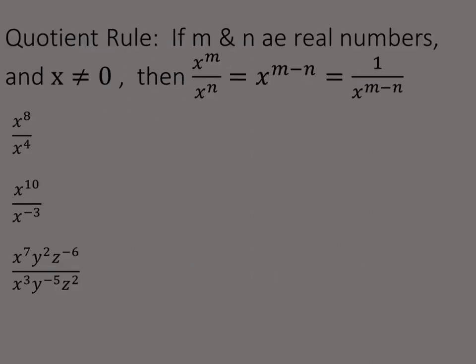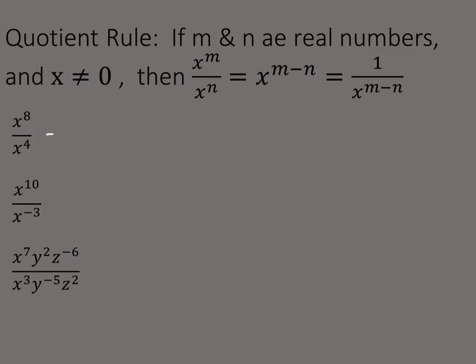The quotient rule. So we had the product rule for exponents, so now we have the quotient rule. If m and n are real numbers and x does not equal 0, then x to the m over x to the n is equal to x to the m minus n, which is equal to 1 over x to the n minus m. Alright? And so let's see what this means here.